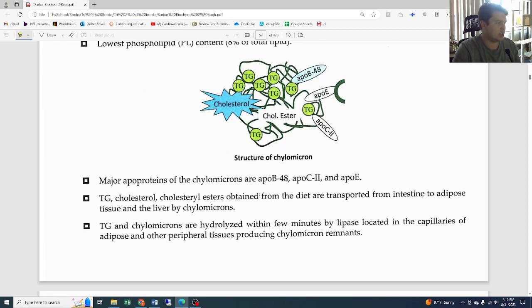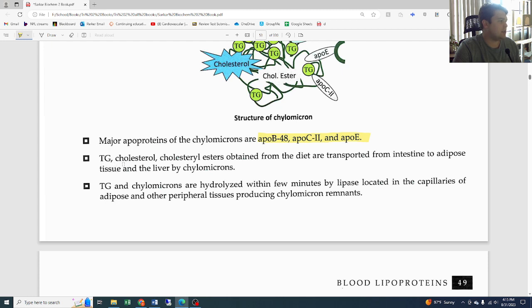Major apoproteins of the chylomicrons are ApoB48, ApoC2, and ApoE. Triglycerides and cholesterol esters obtained from the diet are transported from the intestine to adipose tissue and the liver by the chylomicrons. Triglycerides in chylomicrons are hydrolyzed within a few minutes by lipase. Lipase is the enzyme that breaks apart lipids, located in the capillaries of adipose and other peripheral tissues, producing chylomicron remnants.